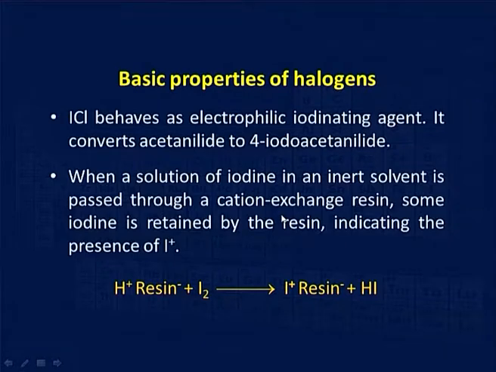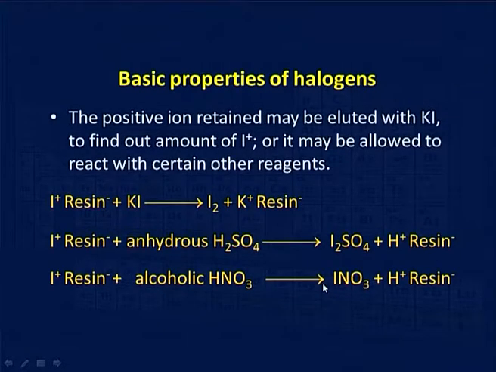When a solution of iodine in an inert solvent is passed through a cation exchange resin, some iodine is retained by the resin, indicating the presence of iodine cation, I+. This is the way how iodine is retained by the resin. The positive ion retained may be eluted with potassium iodide to find the amount of iodine cation, or it may be allowed to react with certain other reagents. This iodine cation is released, or eluted, with potassium iodide.